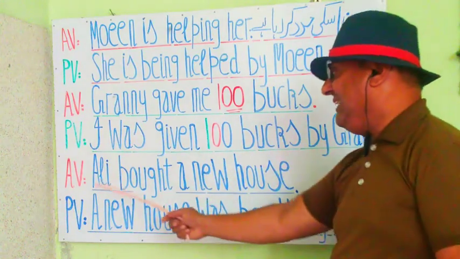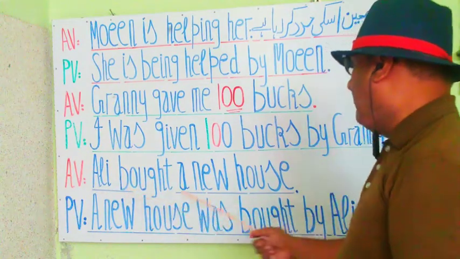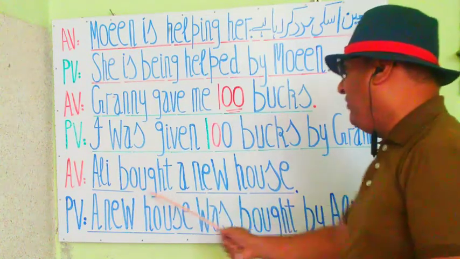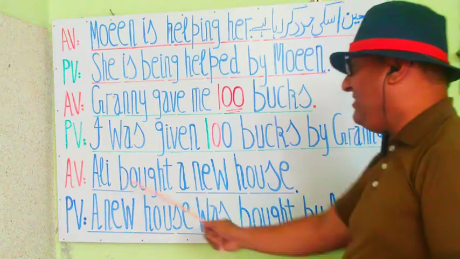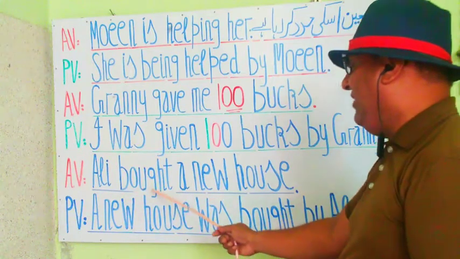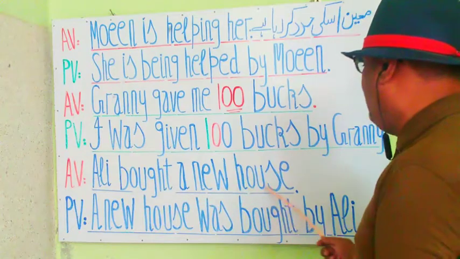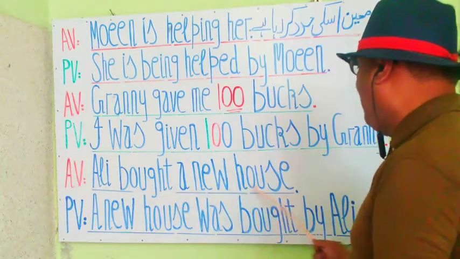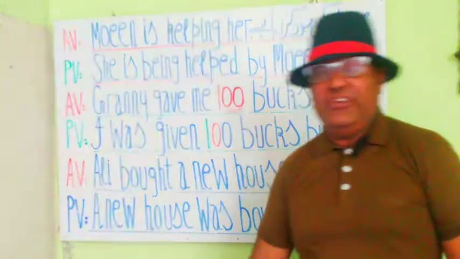Here see the next example. The active voice phrase you see here: Ellie bought a new house. Ellie is the subject, bought is the second verb form of buy, and a new house is an object. Ali ने एक नया घर खरीदा. This is the past indefinite tense.